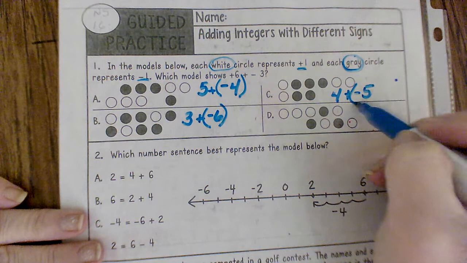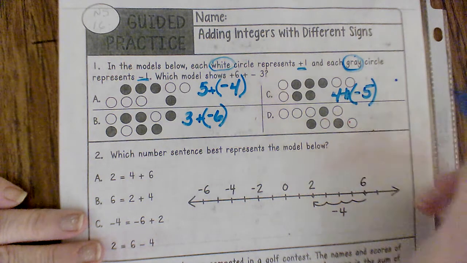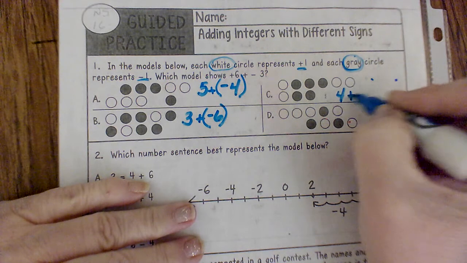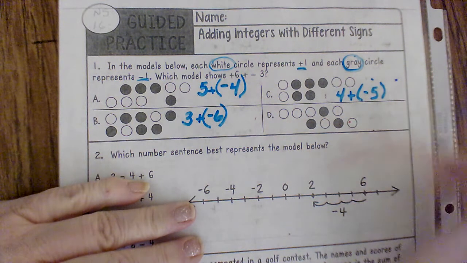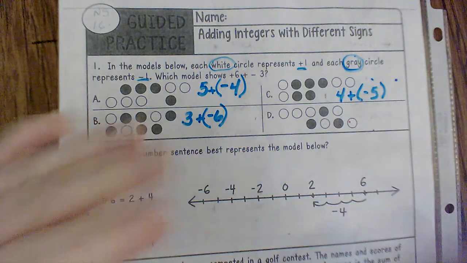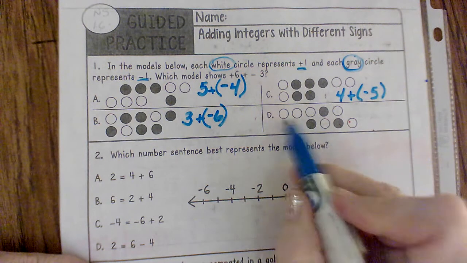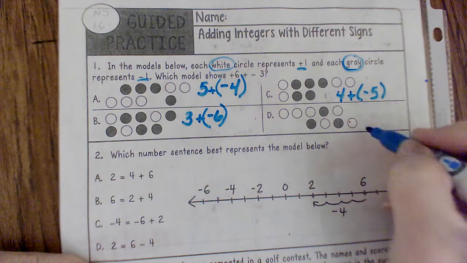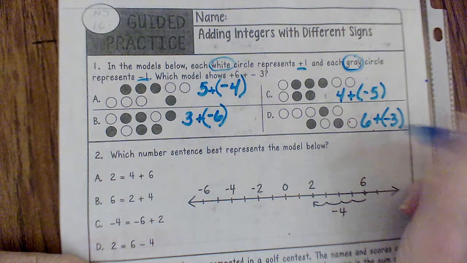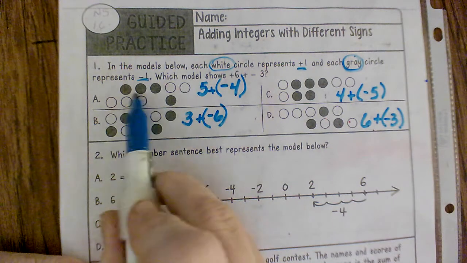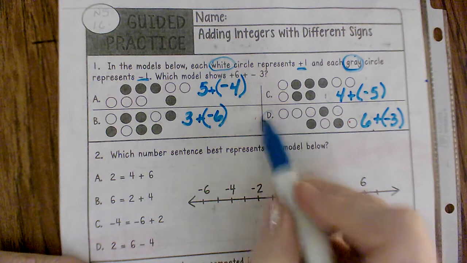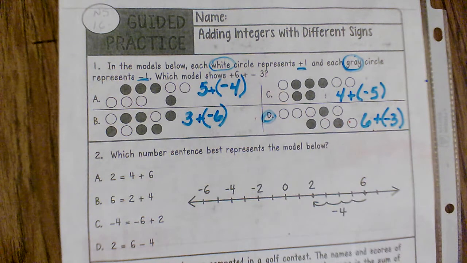because that kind of freaks some people out. So we'll do this. Here, let me erase that because it's kind of squished together. 4 plus negative 5. Okay, that's not right. 1, 2, 3, 4. Yeah, that's right. Negative 5. All right, and then 1, 2, 3, 4, 5, 6. Positive 6. And a negative 3. And it says here, which model shows positive 6 plus a negative 3? Well, right there. D. Ta-da! All right.